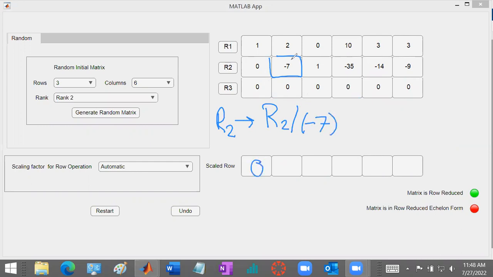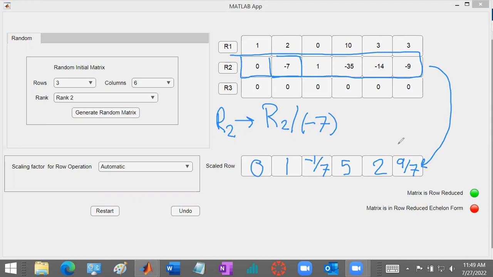So it's going to be 0, 1, -1/7. And remember, 35 is 5 times 7, so this is just going to be 5. This is 2 times 7, so it's going to be 2. This doesn't have a factor of 7 in it, so we're just getting 9/7. So this is going to be our new row here. So let's do that. We take this and click it again to normalize the row. So this is a 1, and that's what we get here: 0, 1, -1/7, 5, 2, 9/7.